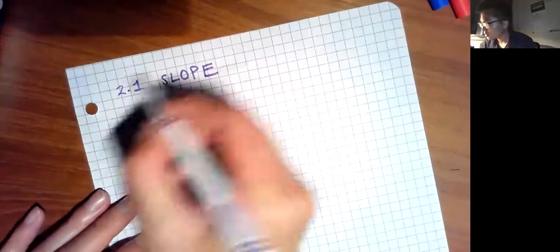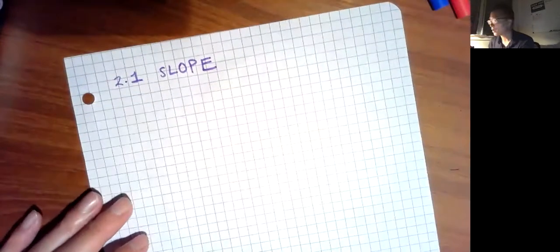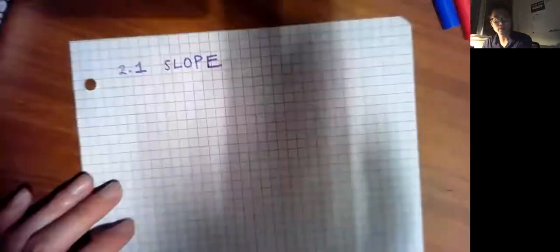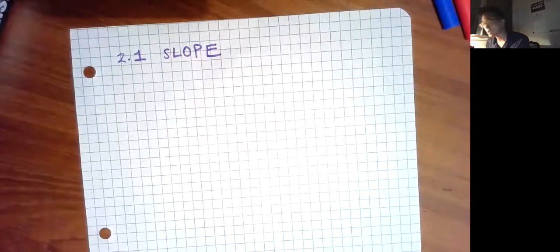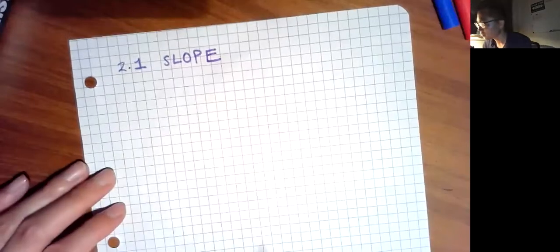And slope is a concept that you're probably already a little familiar with. You may have learned it in 8th grade or 7th grade, but it's a very important concept that we're going to be using throughout Math 1 and beyond. So we are going to take some time just to review it all, and in case there's something that you missed the first time, you can get it this time.